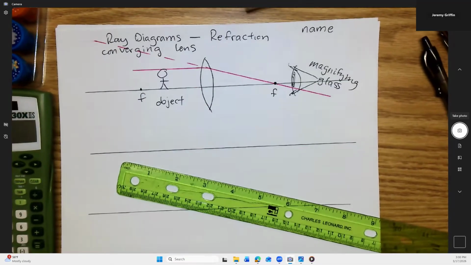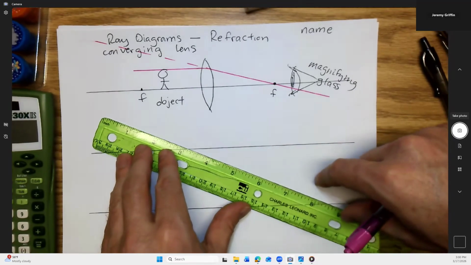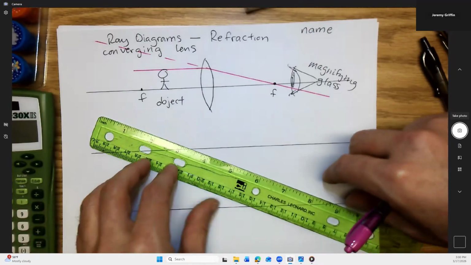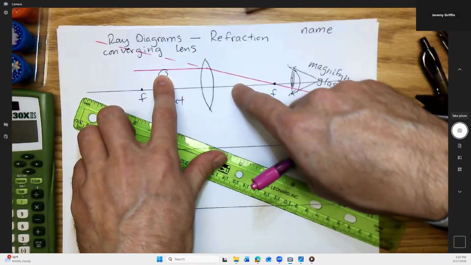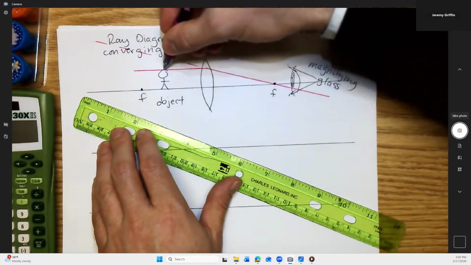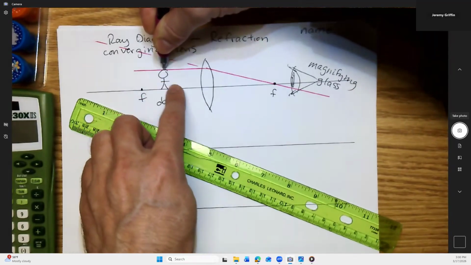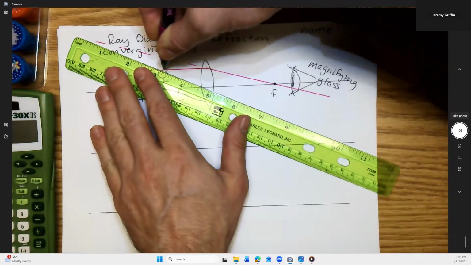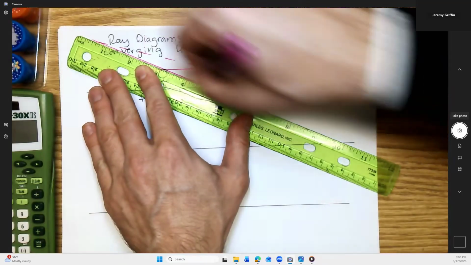Now, we need one more line for this whole deal. This next one's definitely different than what we did for mirrors. Also, the fact the light crosses through it all, that didn't happen with mirrors, but it definitely happens with lenses. Let's go to the top of his head. Any light that goes through the center of this lens pretty much just goes in a straight line. So we're going to have it do that, a straight shot right through the center.